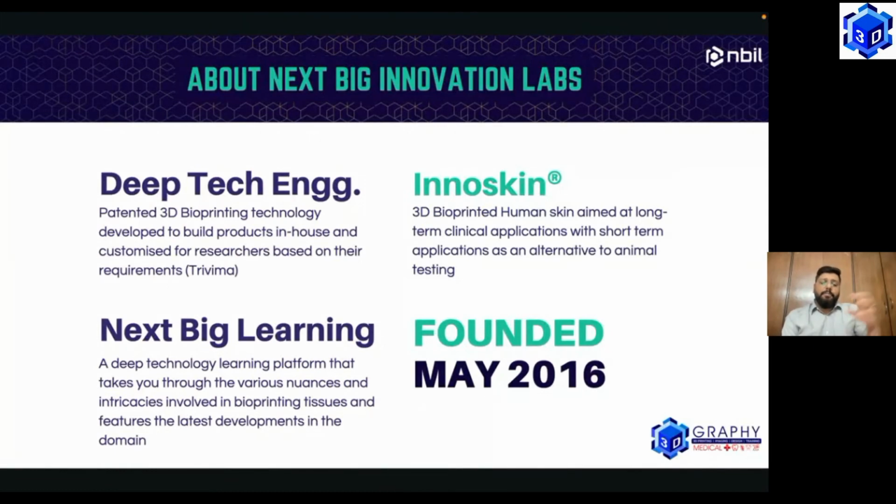And we also want to make India the hub of 3D bioprinting globally. That's one of our goals as a company. In the pursuit of that, we want to build awareness about the technology, what is possible, what is not possible. Because a lot of people, when they think of 3D bioprinting, think that we can look at a bioprinted liver or bioprinted heart that can directly go into transplants.